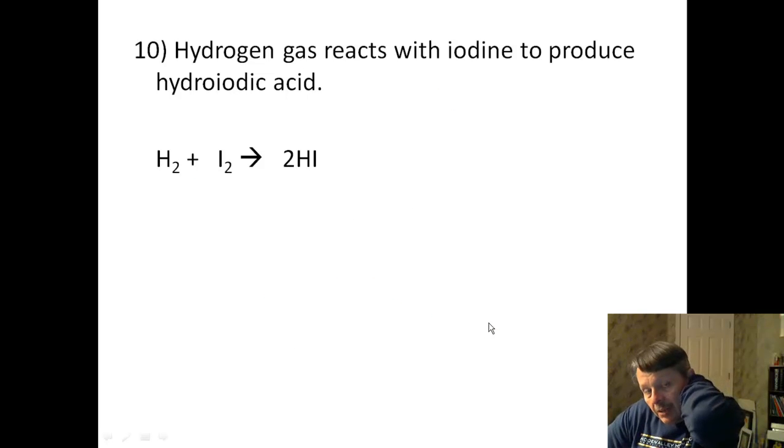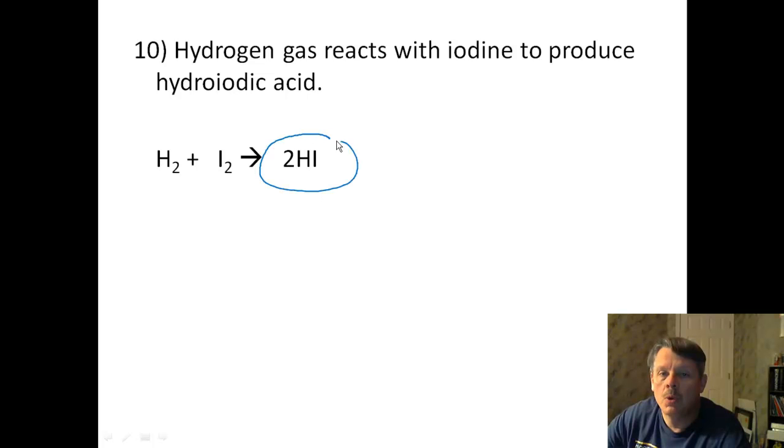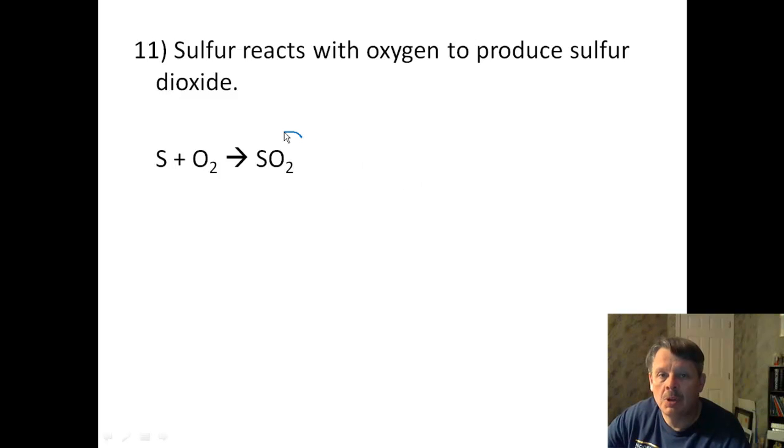Number 10. Number 10 is producing one thing on the right. It is synthesis. Number 11. One thing on the right. It's also synthesis or direct combination.